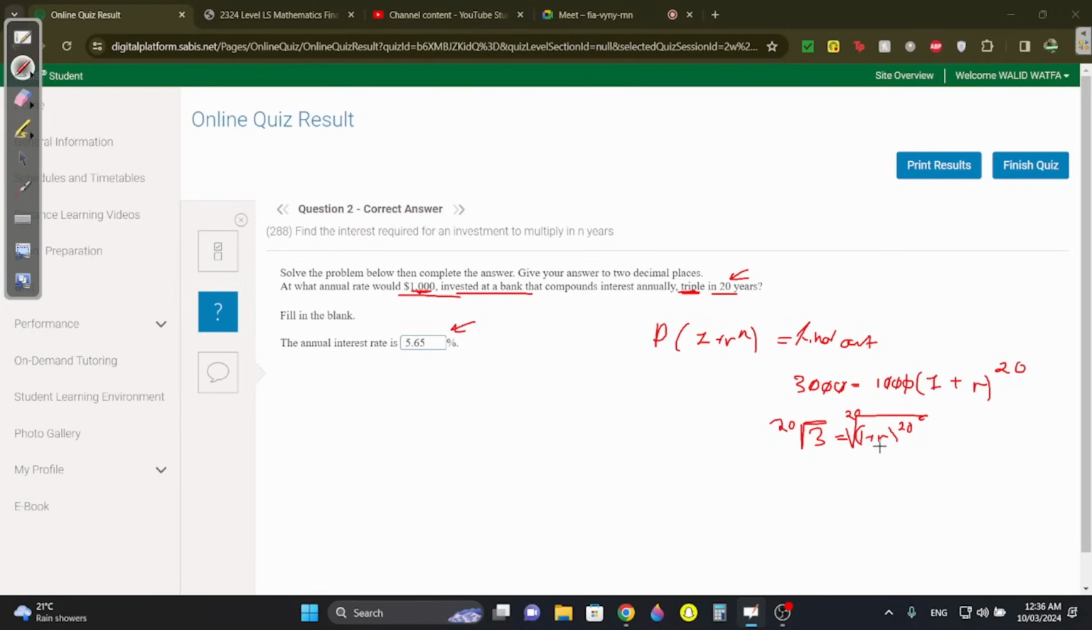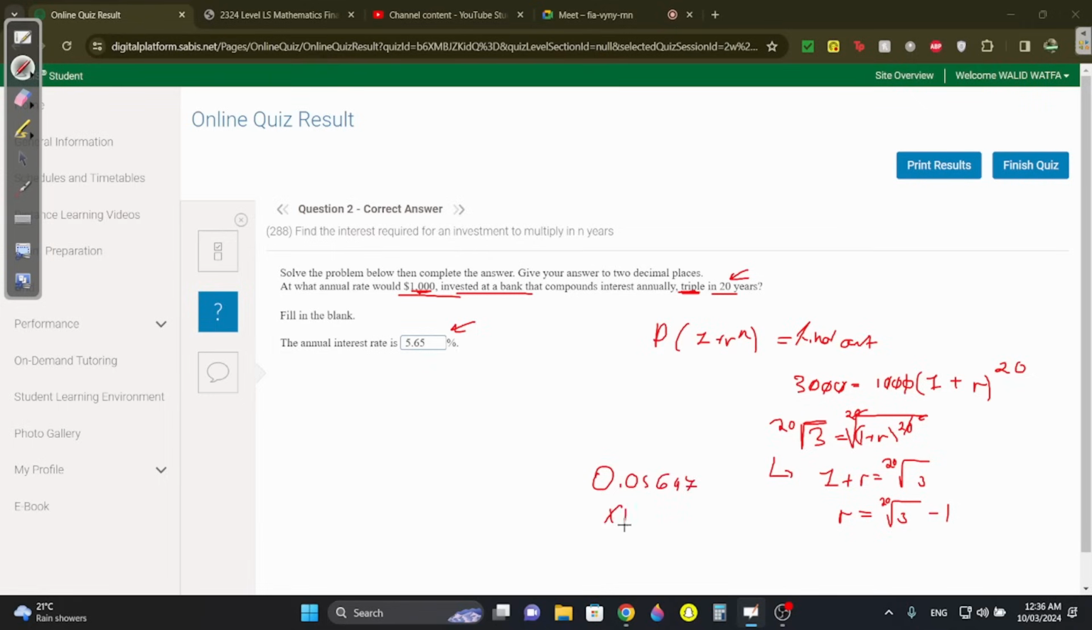sides. 20 cancels with 20, and the 20th root of 3, I'm not going to give you the exact answer, but you do it on the calculator. So you're going to get 1 plus R equals the 20th root of 3. So R will be equal to the 20th root of 3 minus 1. And you're going to get a small number, I think 0.05647 or something like this.